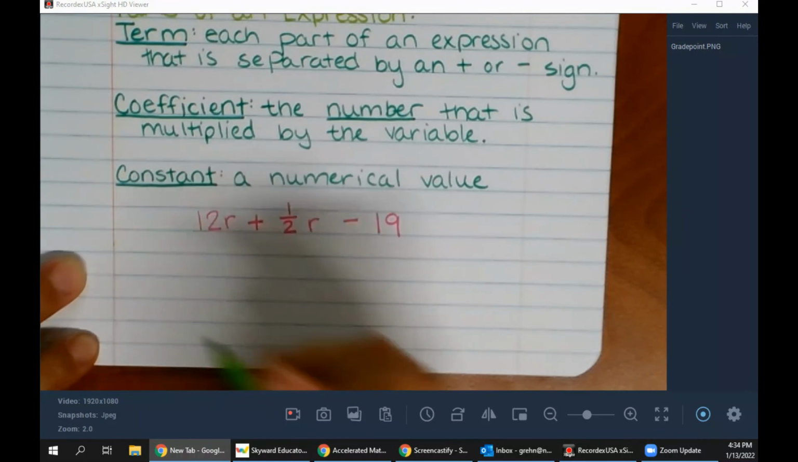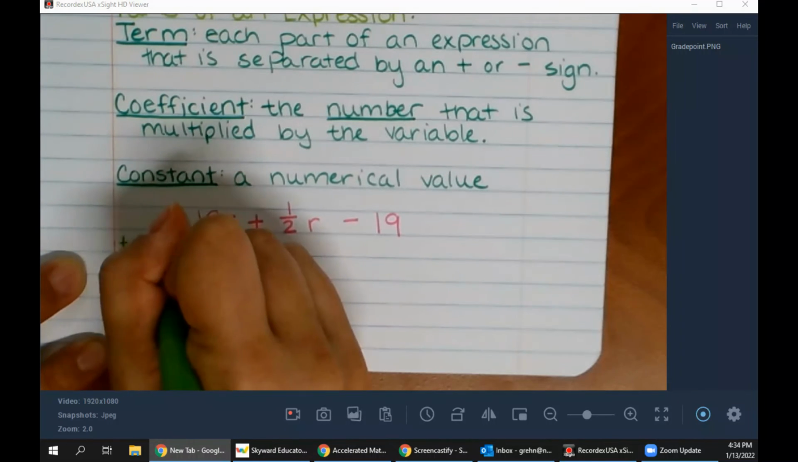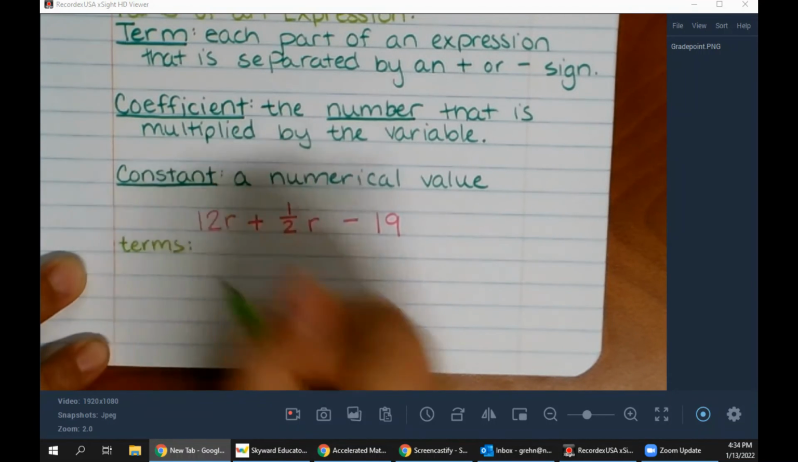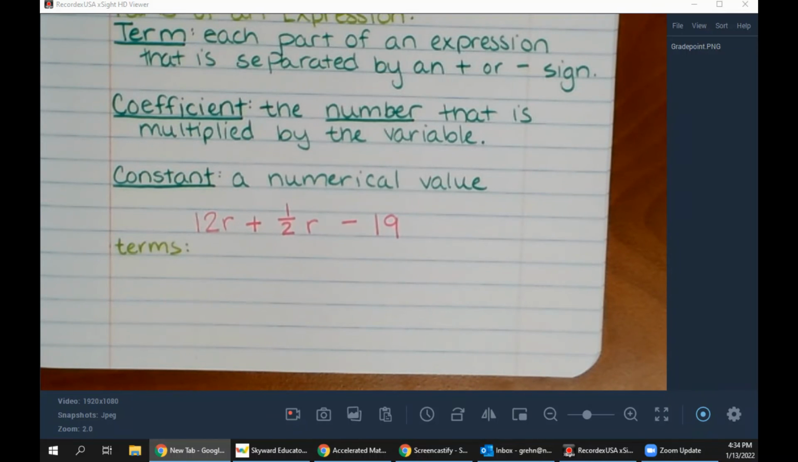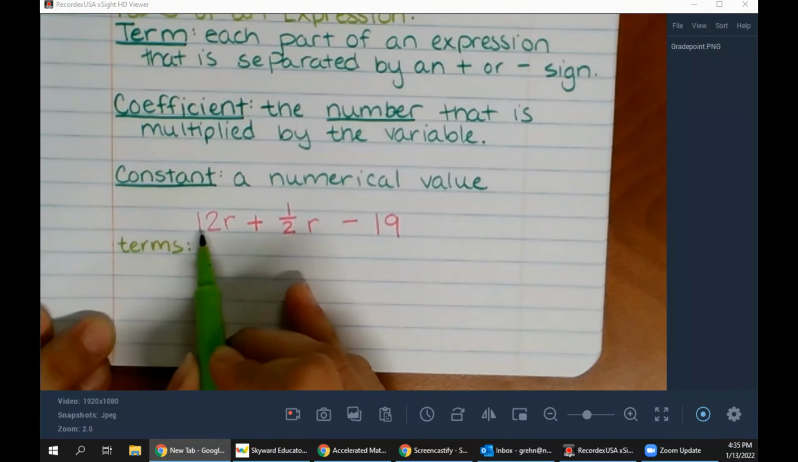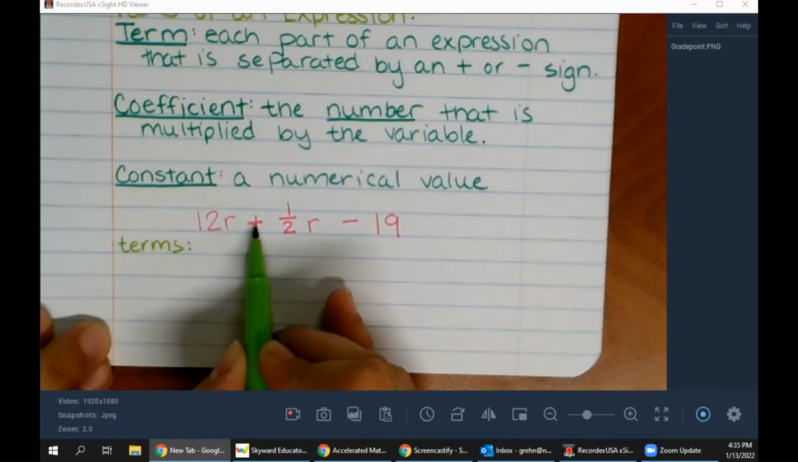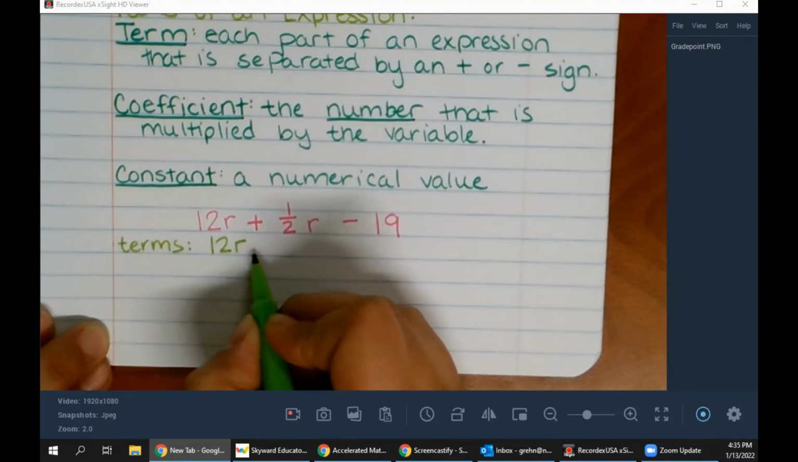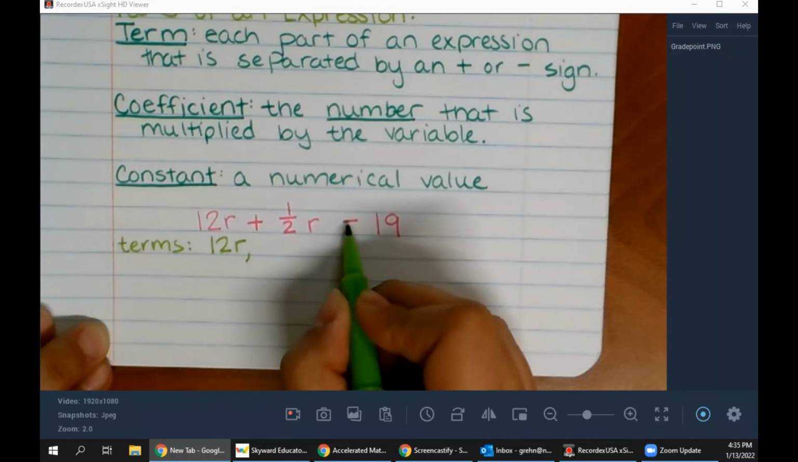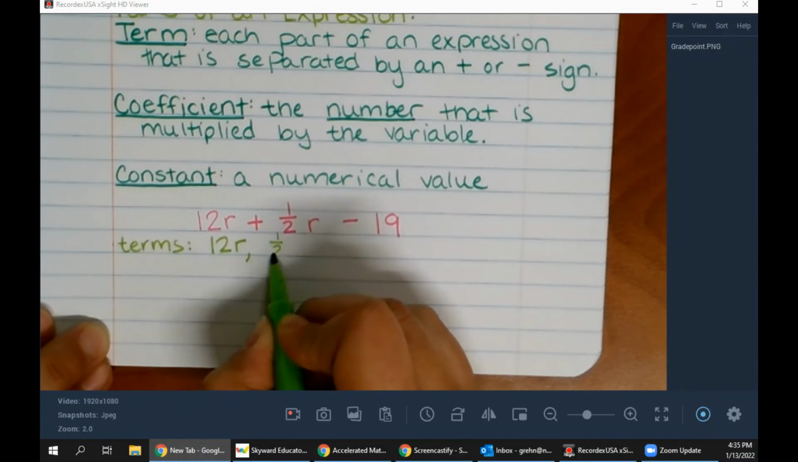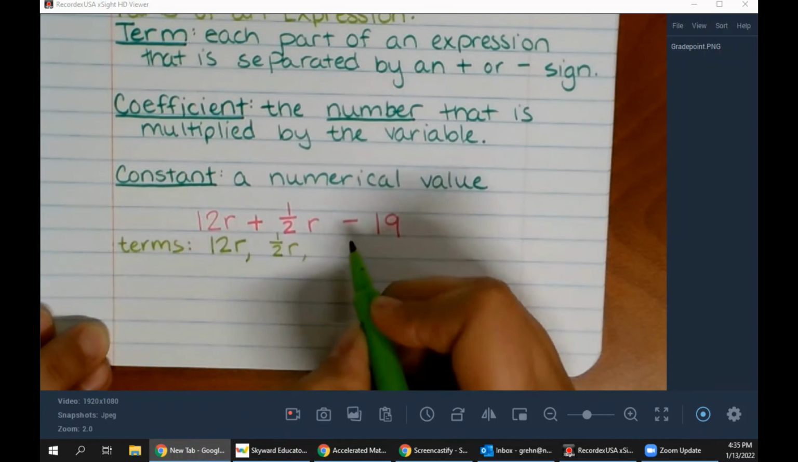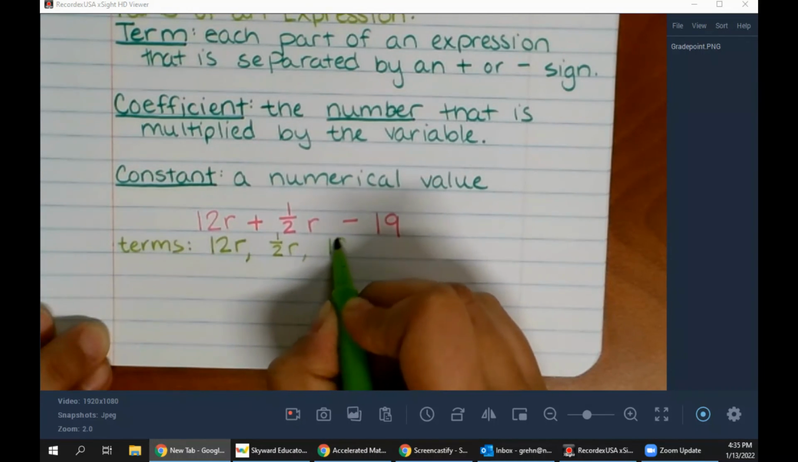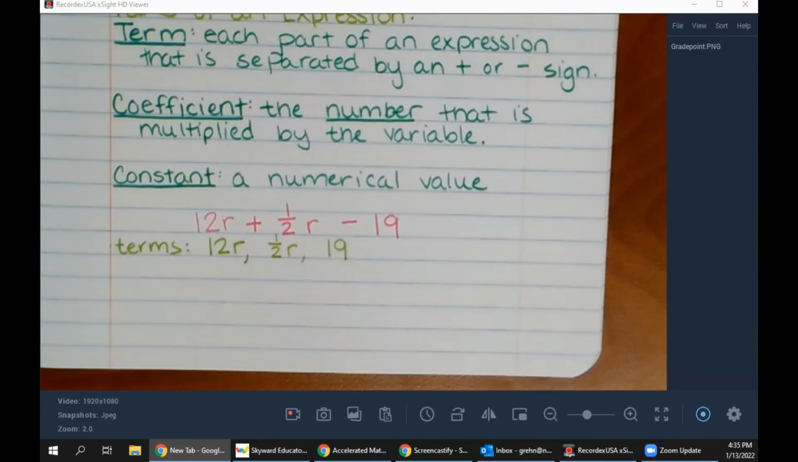So let's start with terms. Remember, the terms are parts of the expression that are separated by either addition or subtraction signs. If I take a look here, I see I have 12r and then an addition sign, so 12r would be my first term. Then I see I have 1/2 r, and then a subtraction sign, so 1/2 r would be my second term. And then finally, after the subtraction sign, I have the number 19, and that would be my final term. So this expression has 3 terms in it.